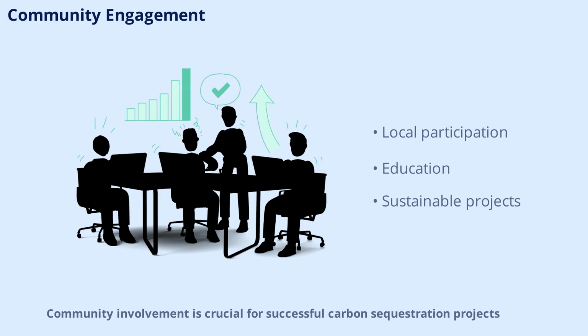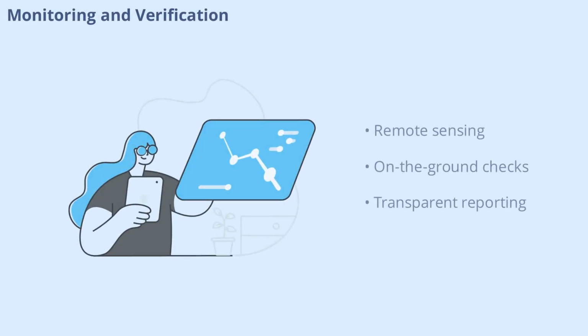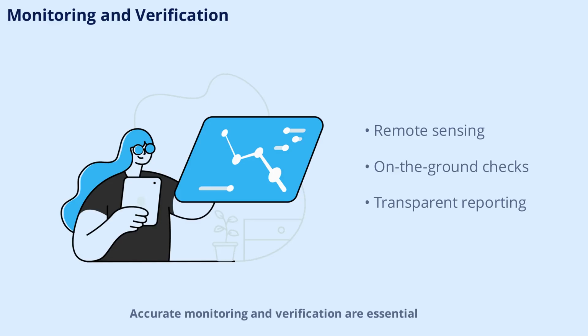Community involvement is crucial for successful carbon sequestration projects. Local knowledge, participation, and stewardship help ensure that projects are sustainable and beneficial for both people and the environment. Educational programs and outreach can inspire more communities to take action. Accurate monitoring and verification are essential for tracking the effectiveness of carbon sequestration. Technologies like remote sensing, satellite imagery, and on-the-ground measurements help ensure that carbon is being captured and stored as intended. Transparent reporting builds trust and accountability.